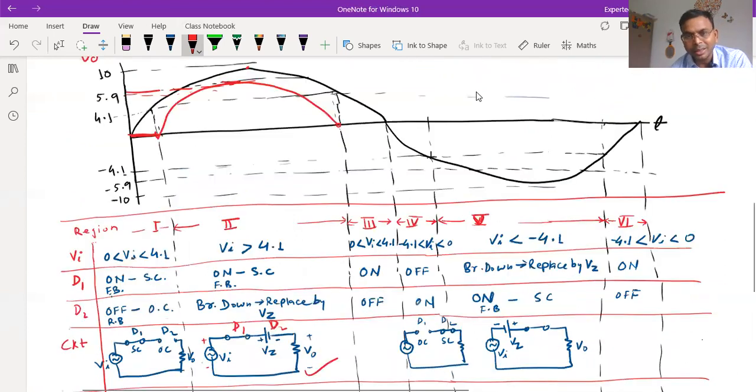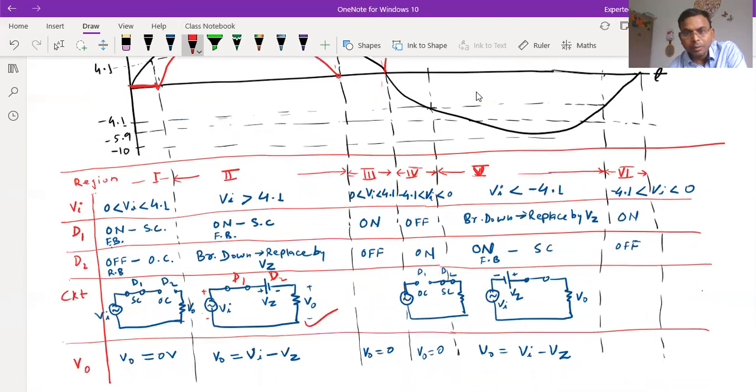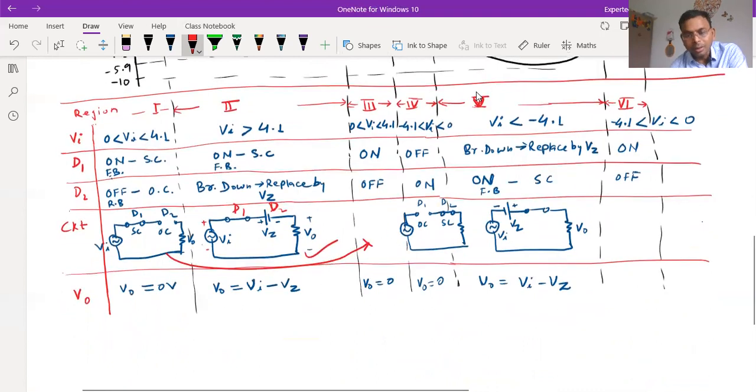Now what happens in the third region? The third region is again VI less than 4.1 and greater than 0. Okay, this is the third region. So it will be similar. Diode D1 will be on and diode D2 will be off. And what will be the circuit? The circuit will be the same circuit here. So this circuit can be present, so VO will be 0.